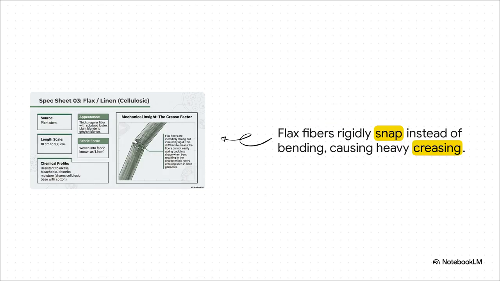And hey, if you've ever wondered why your beautiful linen pants wrinkle literally the exact moment you sit down, well, this explains it perfectly. Flax, which is the plant stem we use to weave linen, has a highly rigid cellular structure. So when flax fibers are bent, they violently snap rather than springing back into shape. This microscopic breaking is exactly what causes that characteristic heavy creasing we always associate with linen.